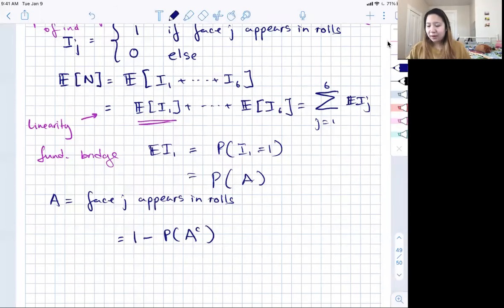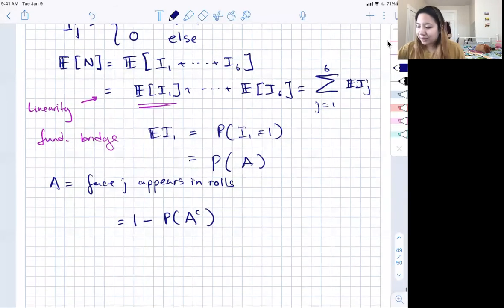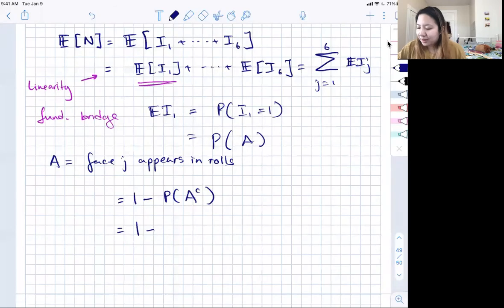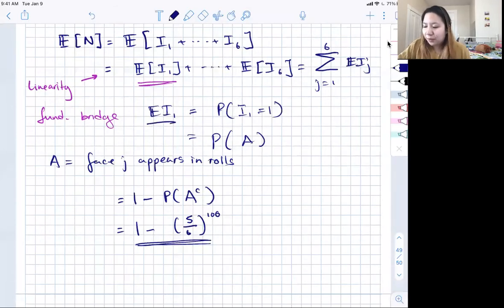So face j doesn't appear in the roll if all of the rolls are non-face j's. Each roll is face j with probability 1/6. So each roll is not face j with probability 5/6. So this is going to be equal to 1 minus (5/6) to the 100 because there are 100 rolls. So this is the probability for E of I sub 1. And note that it doesn't really matter what face we're talking about. I guess I called this face j, but I really meant face 1.